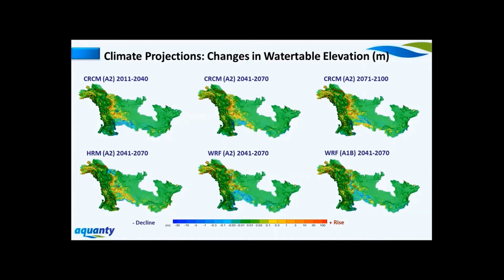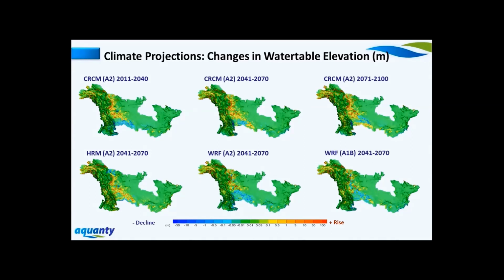So what was done in the PhD work was to make a number of climate projections using several different regional scale climate models, one being the Canadian Regional Climate Model, another being the WRF model, and the third being the Hadley model. And we're showing here what we've calculated with HGS for these different periods, the depth of the water table computed by HydroGeoSphere.